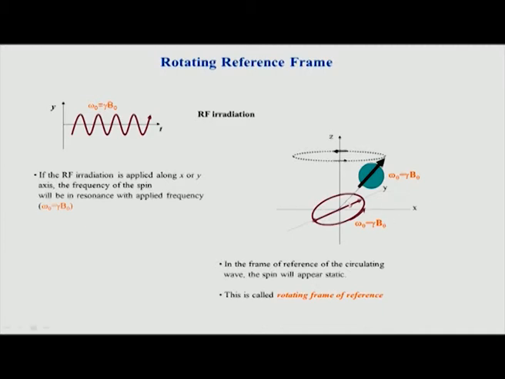So, the same thing is happening here. If you go to the rotating frame of reference, a frame of reference rotating with this magnetic field, then in that particular frame of reference this spin looks static. This is called on resonance. So, when we do that, this spin now starts moving around this magnetic field.